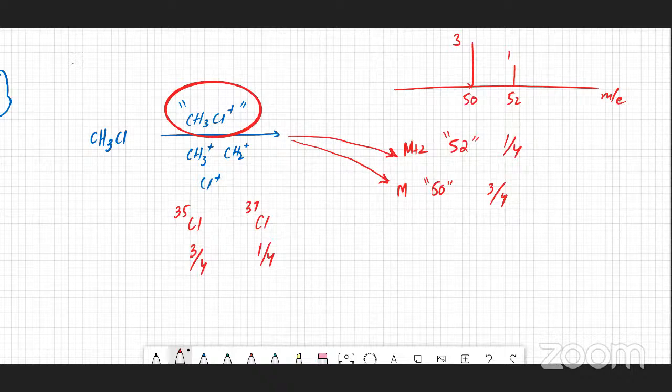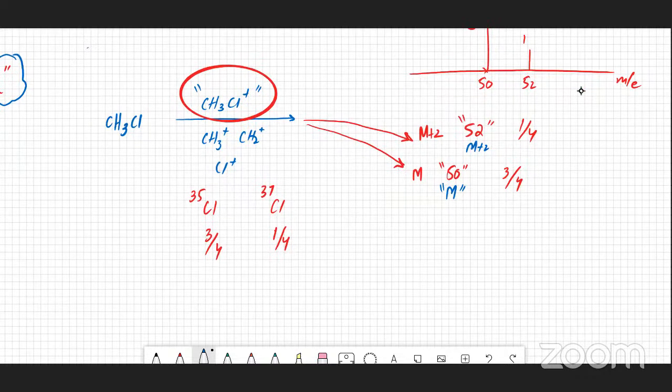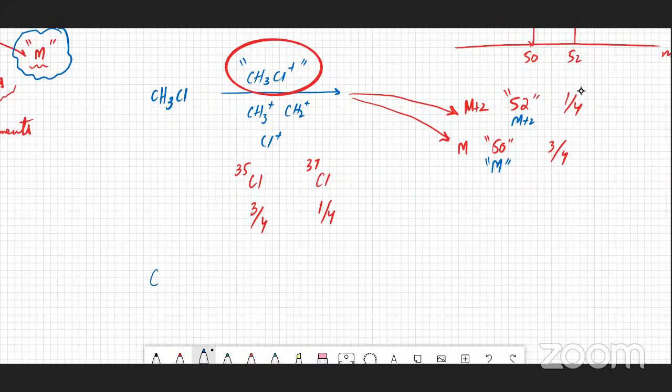Sir, so how do we know which one is M and which is M plus 2? The lowest one is the M peak. When you have molecular ion peaks, the lowest one is the M peak, and after that M plus 2 is because of the isotopes. Okay, fine. So you have to remember this. Okay, then what happens with 2 Cls? What if the molecule had 2 Cls?